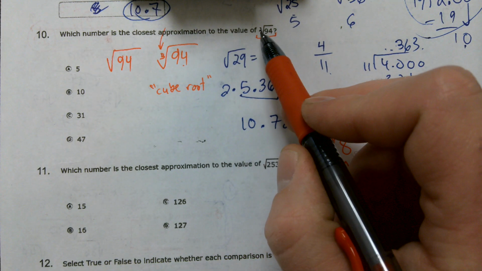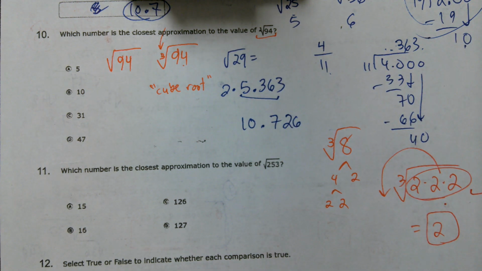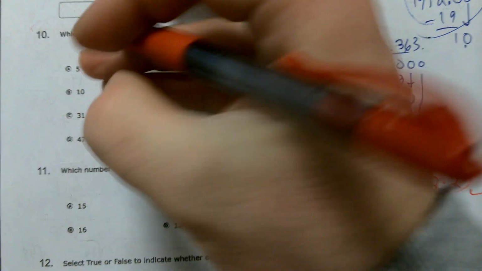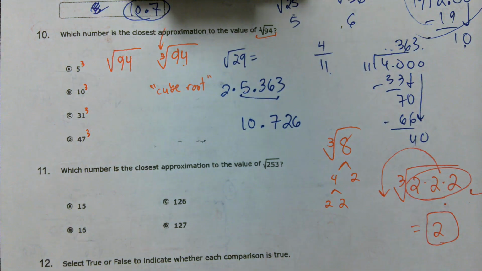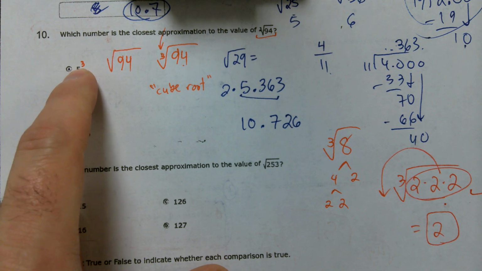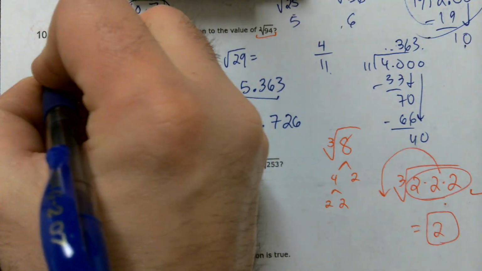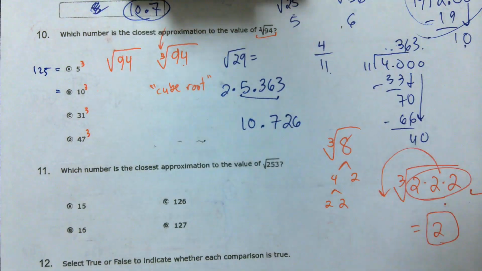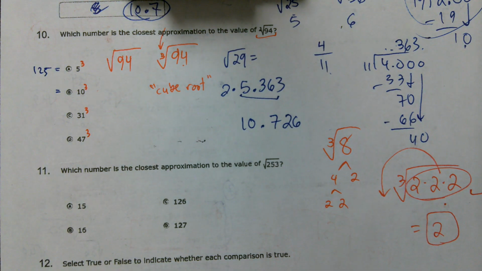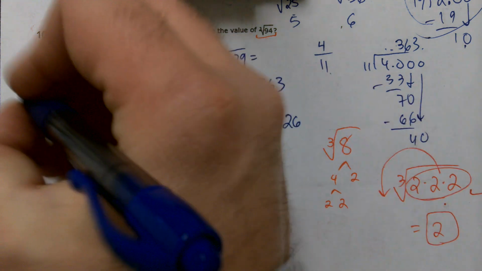I'm trying to approximate the cube root of 94. Now, this is difficult. What I'm going to do here is work my way backwards. I'm going to cube all of these answers and see which one gets me the closest to 94. All right? What is 5 times 5 times 5 equal to? Well, 5 times 5 is 25. What's 5 times 25? 125. What's 10 times 10 times 10? 1,000.